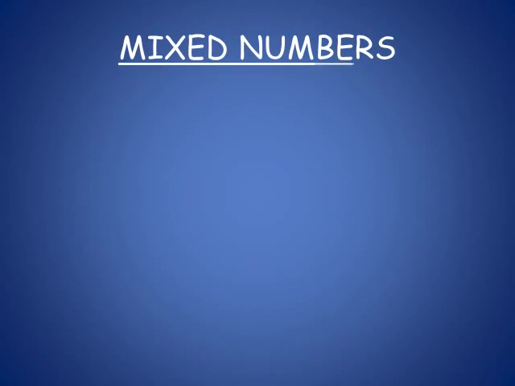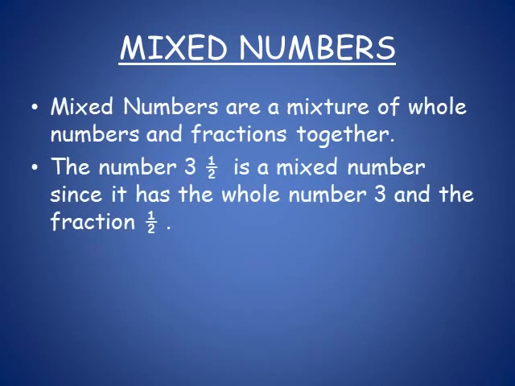Here are mixed numbers. Mixed numbers are a mixture of whole numbers and fractions together. So you have the whole number and fraction all put together to make a mixed number. The number 3 and 1/2 is a mixed number since it has the whole number 3 and the fraction 1/2. So you have a whole number and a fraction put together.